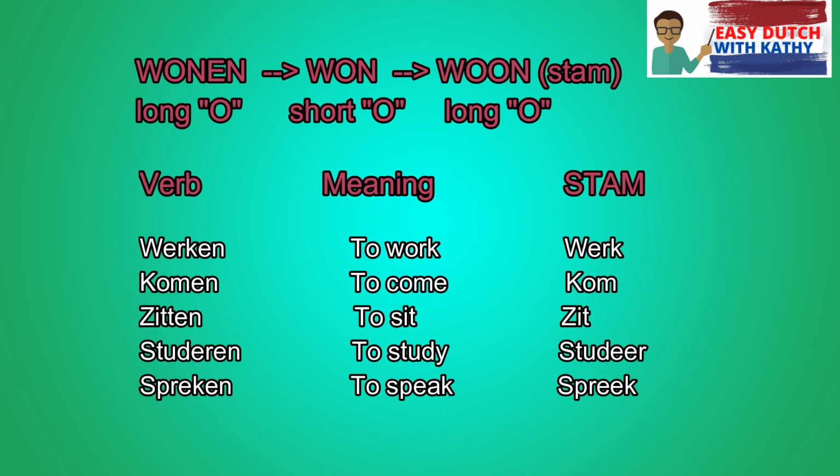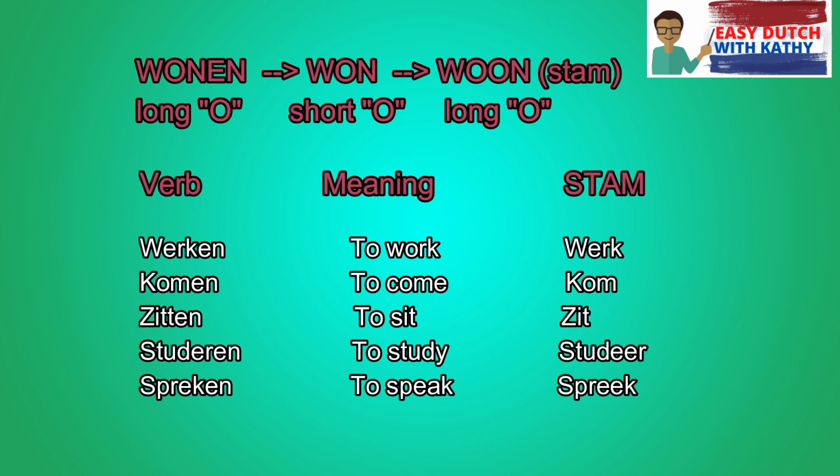So the O in wonen is a long O because we pronounce it wonen. So when we put it in a stem, we should put double O. Then we pronounce it woon. We will have a separate lesson about these rules later because pronunciation in Dutch is quite complicated.